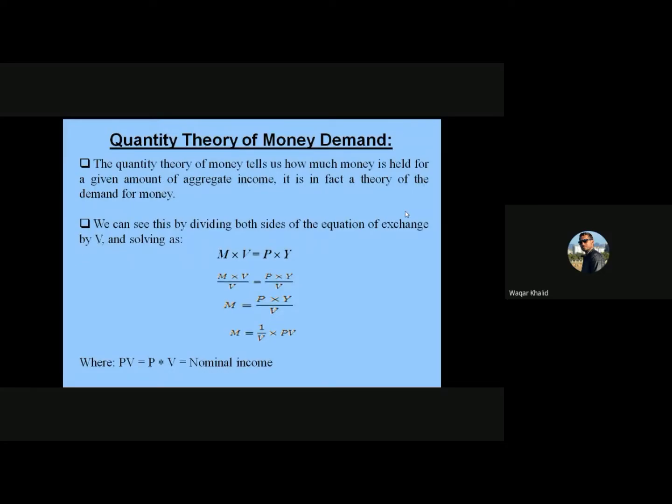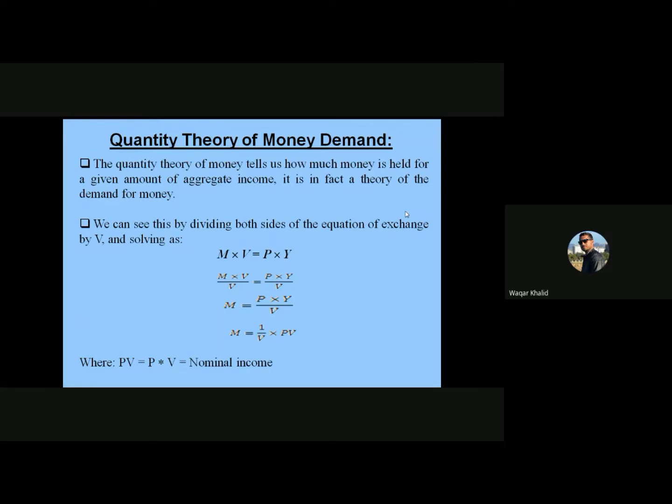Quantity theory of money demand. The quantity theory of money tells us how much money is held for a given amount of aggregate income. It is in fact a theory of the demand for money. Suppose for the given aggregate income, how much money do we need?